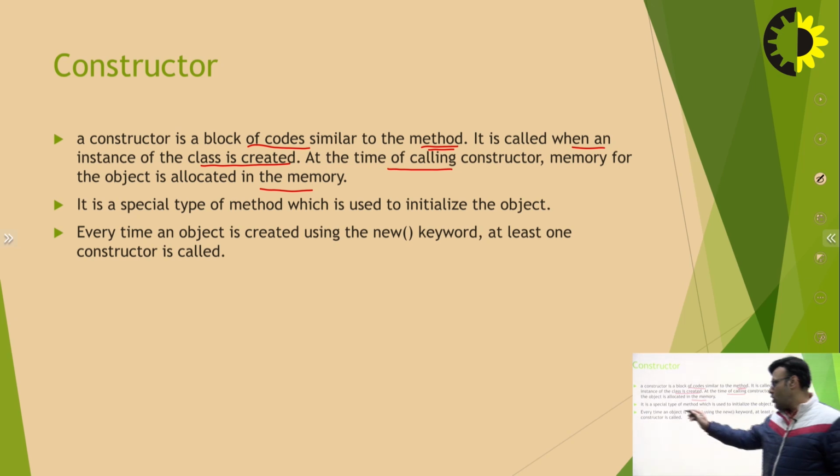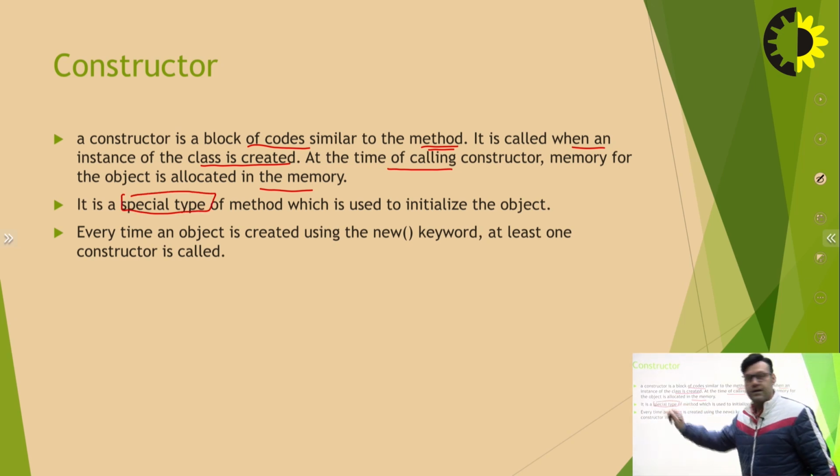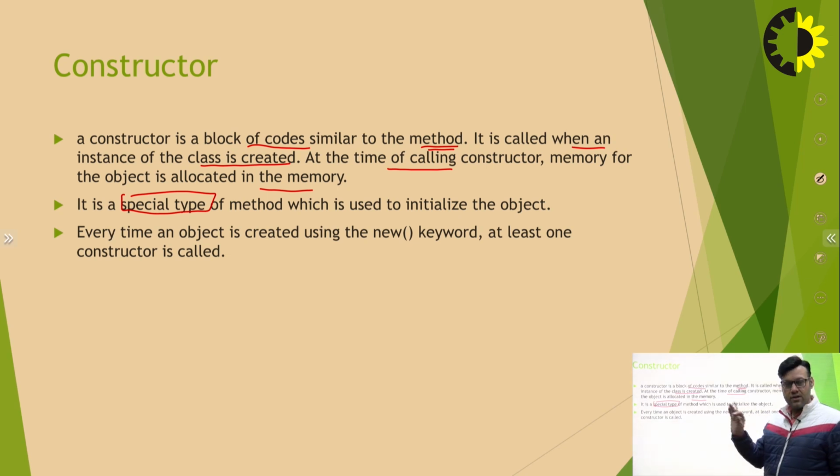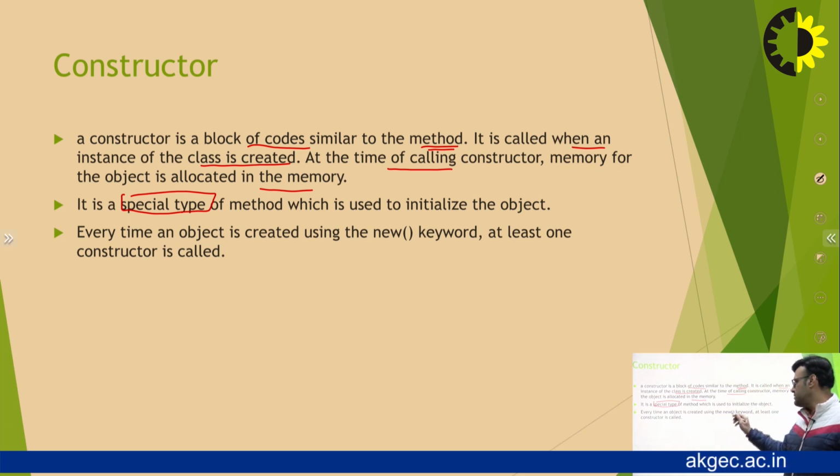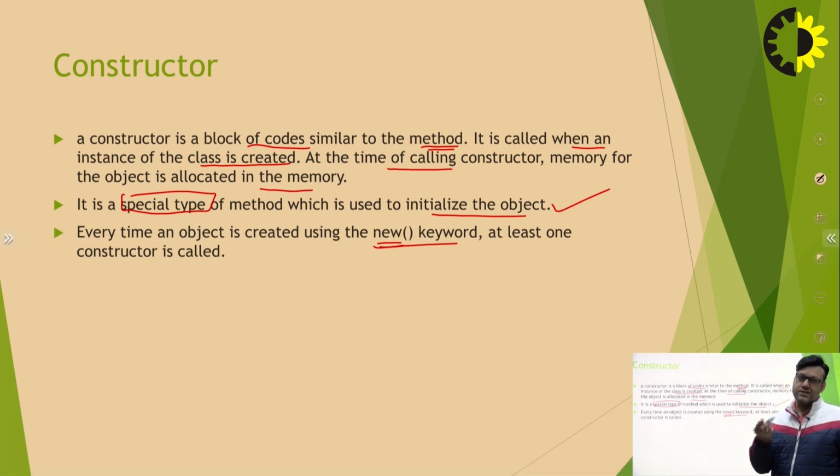So, we can call it a special type of method; while writing a definition, we can use this term special type. It is a special type of method which is used to initialize the object. Every time an object is created, and we know it is created with the help of the new keyword, at least one constructor is called. This is important, keep it in mind. Whenever we use the new keyword, there is one method that is called the constructor.